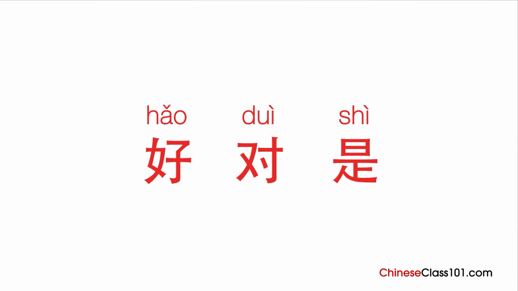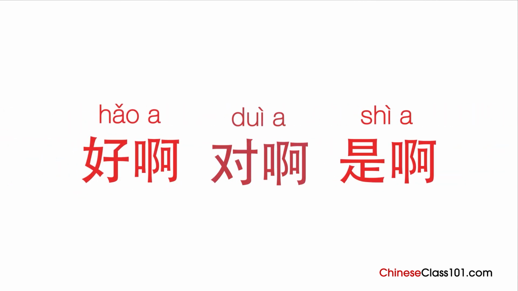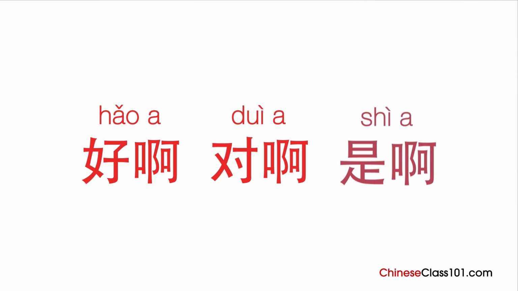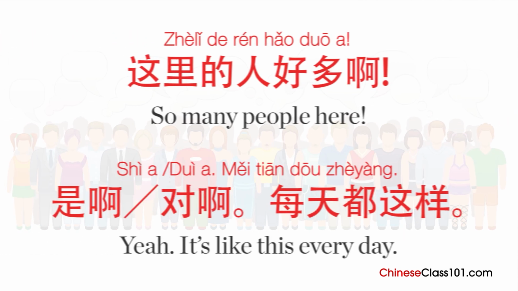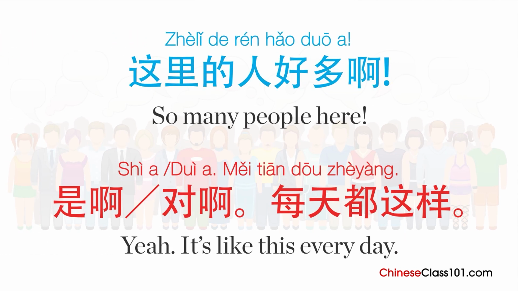To agree with someone, you can use the word 好, 对, 是, etc. Many times you'll hear 好啊, 对呀, 是啊 in conversations. For example, 这里的人好多啊. So many people here. 是啊，对啊，每天都这样. Yeah, it's like this every day.